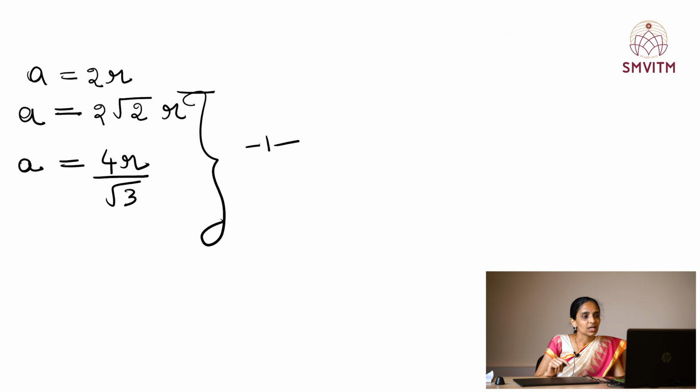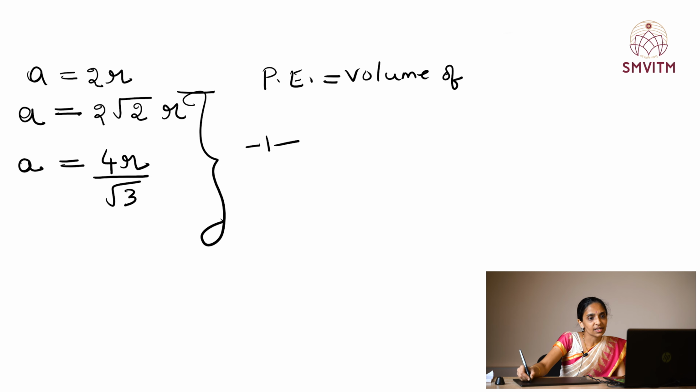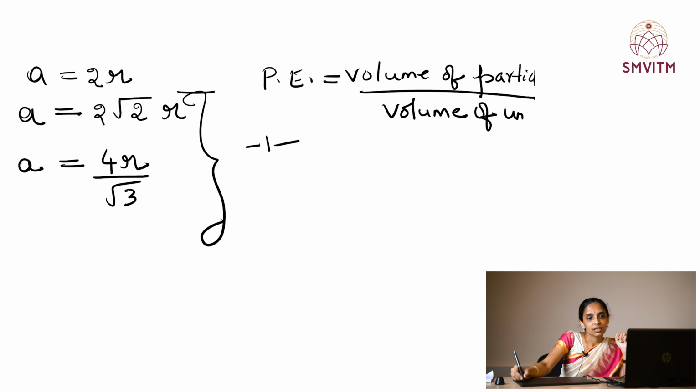And then you proceed and write the packing efficiency formula as volume of the particle. Of course, the particle number varies. In a simple cube, it is only 1. In BCC, it is 2. And in FCC, it is 4. So you have to mention that particle number, volume of 1 particle or volume of 2 or volume of 4 particles in the numerator, and volume of the cubic unit cell in the denominator.